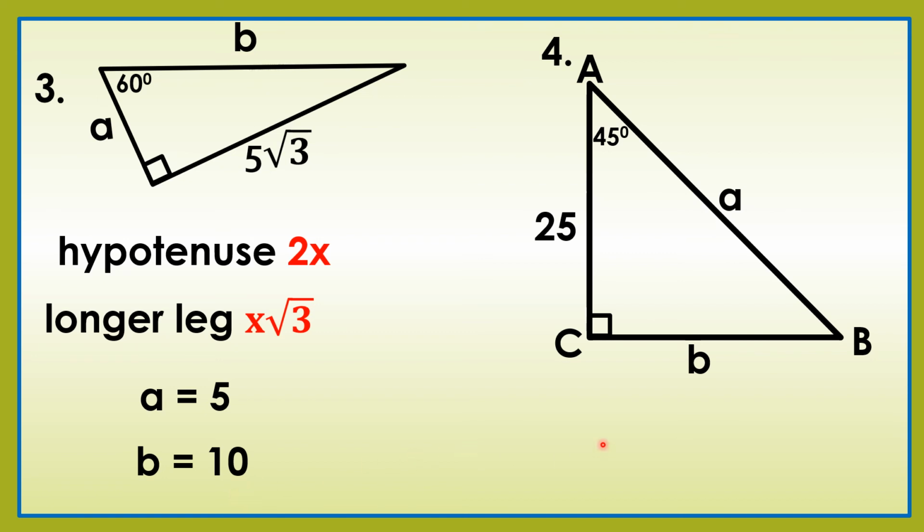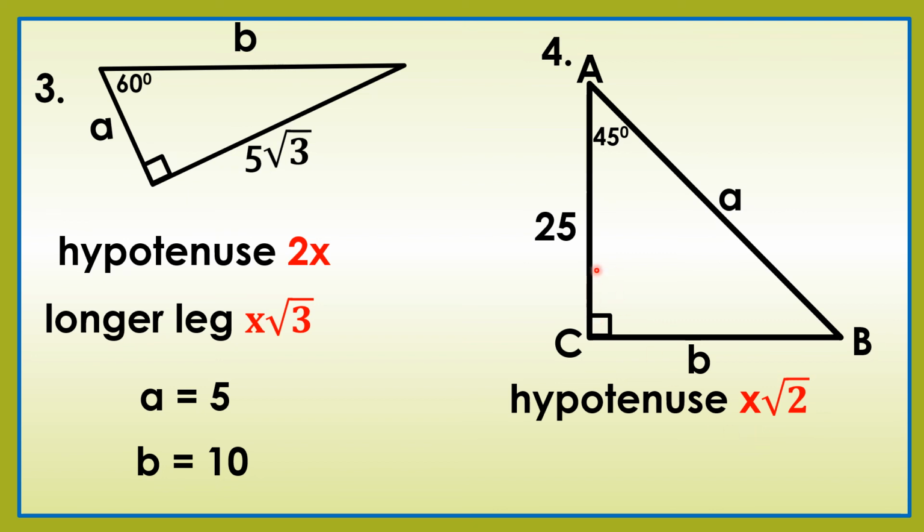Let's go to number 4. We're going to apply here the 45, 45, 90 degrees theorem. So, given ang ating leg which is 25. So, always remember, in this theorem, the hypotenuse is leg times square root of 2. So, yung x natin, that is the leg.